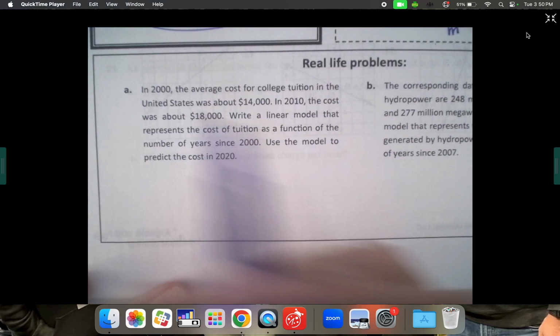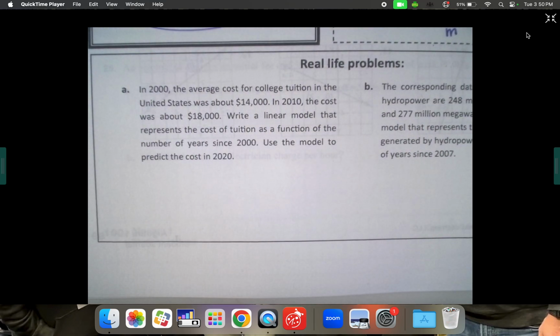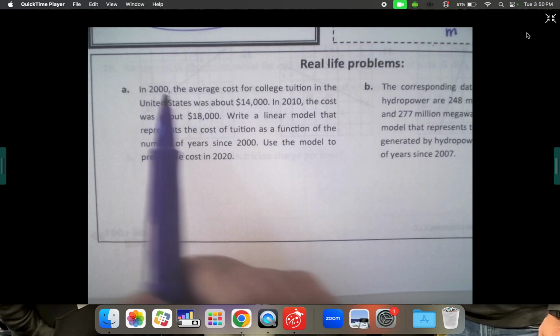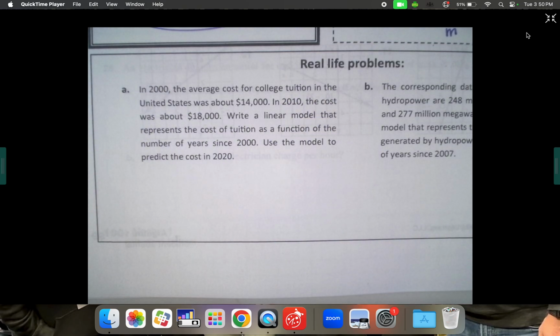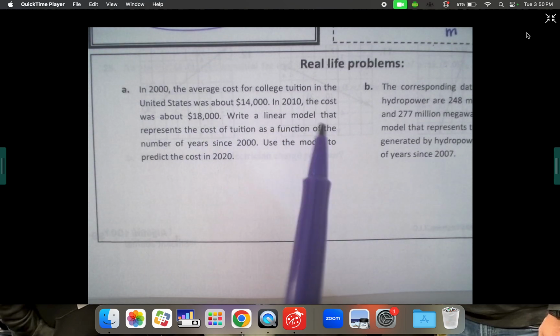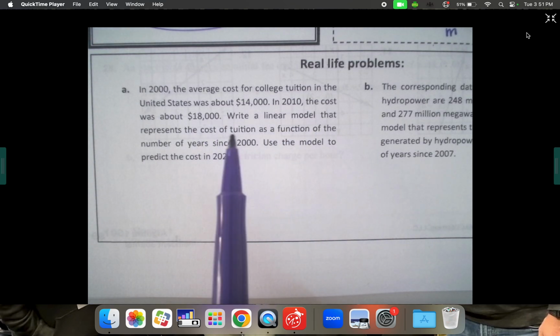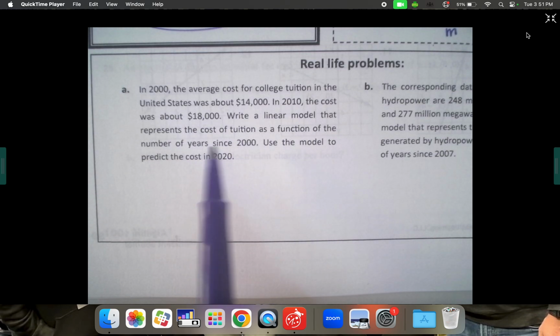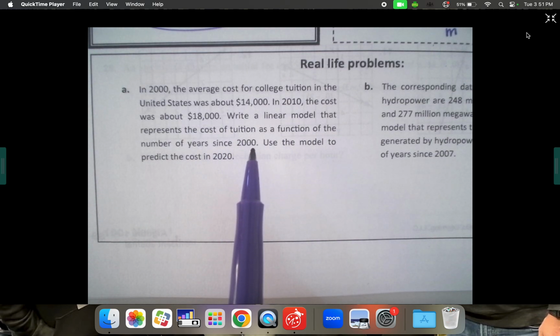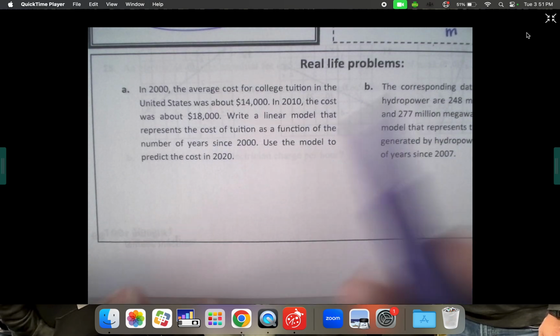All right, here's your real life problems. In 2000, the average cost of college tuition in the U.S. was $14,000. In 2010, the cost was up to $18,000. Write a linear model. Okay, the linear model they want us to do is a function of the number of years since 2000. So let's start at the year 2000.